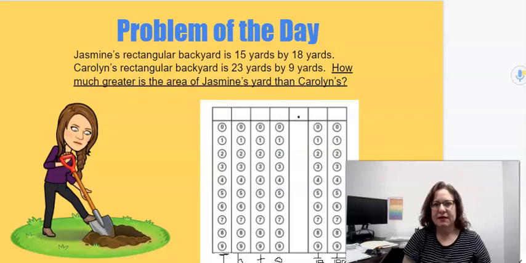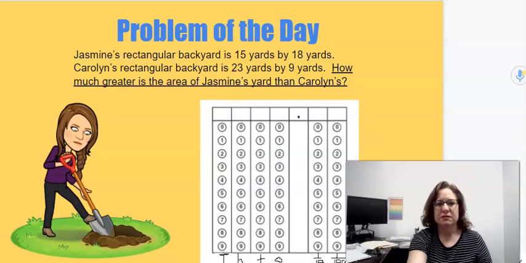All right, let's read that again. Jasmine's rectangular backyard is 15 yards by 18 yards. Carolyn's rectangular backyard is 23 yards by 9 yards. How much greater is the area of Jasmine's yard than Carolyn's?